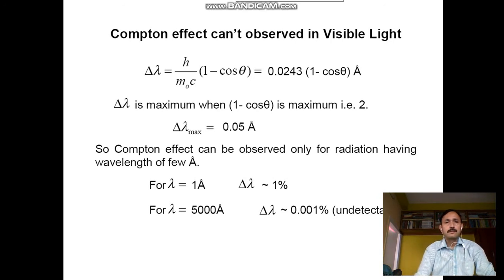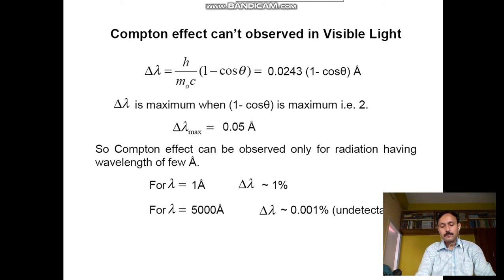Already we have discussed that Compton effect cannot be observed in visible light, but it can be observed with X-rays. If we take the calculation, wavelength of visible light say around 6000 angstrom, the energy of visible light is equal to hc by lambda. Putting the values of h, c and lambda, that is 6000 angstrom, the energy becomes around 2 electron volt.